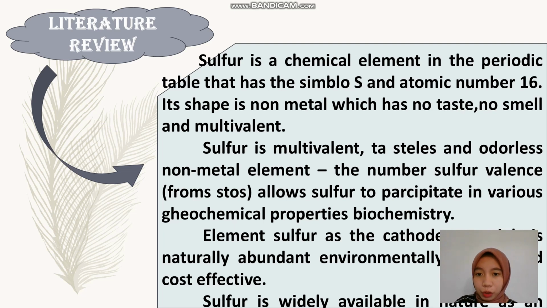Literature review. Sulfur is a chemical element in the periodic table that has the symbol S and atomic number 16. Its shape is non-metal which has no taste, no smell, and is multivalent. Sulfur is multivalent to stainless and other less non-metal elements. The number of sulfur valences allows sulfur to participate in various geometrical properties, biosymmetry.